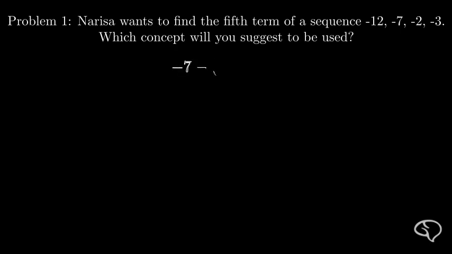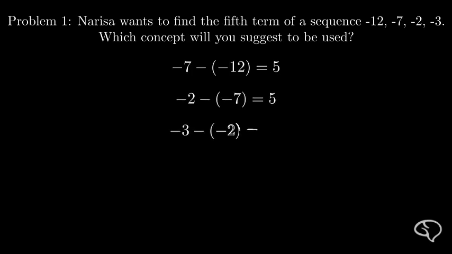The difference between the second and first term is -7 minus -12, which is 5. The difference between the third and second term is -2 minus -7, which is also 5. But the difference between the fourth and third term is -3 minus -2, which is -1. Since the difference is not constant, it's not an arithmetic sequence.